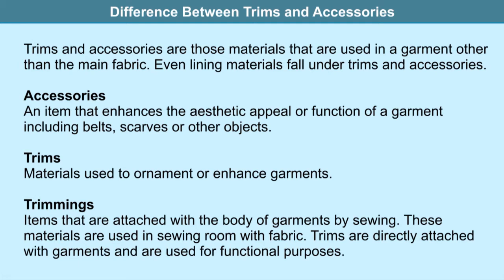As mentioned in the book Apparel Manufacturing written by Locke and Kunch, the following definitions are found for trims and accessories. Accessories are defined by Locke and Kunch as items that enhance the aesthetic appeal or function of a garment, including belts, scarves or other objects. On the other hand, trims are defined as materials used to ornament or enhance garments.